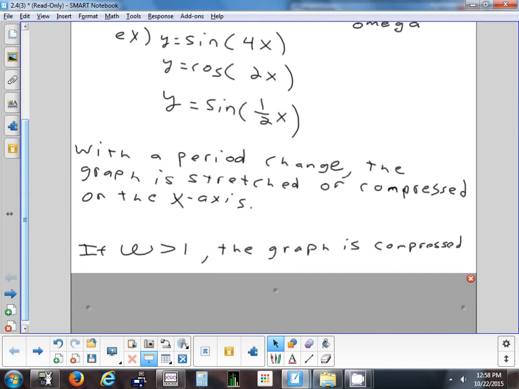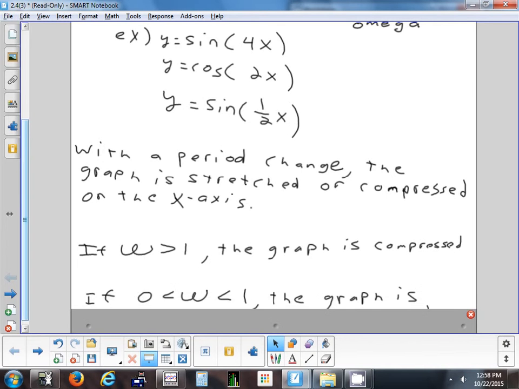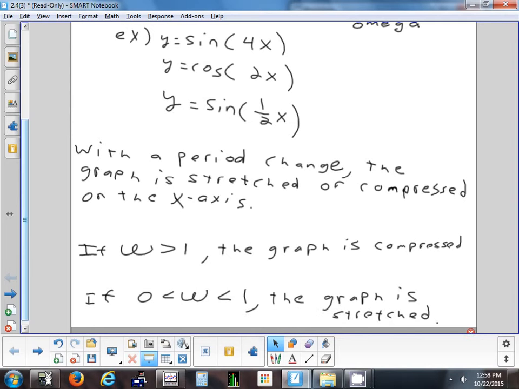So if the number in front of x, which again we just use the Greek letter omega, that's fine. If that is bigger than 1, it's going to cause the graph to compress. If it's between 0 and 1, like a fraction, 1/2, 0.25, anything like that, the graph is going to stretch. For this lesson, omega won't be negative. We're never going to look at something like this.